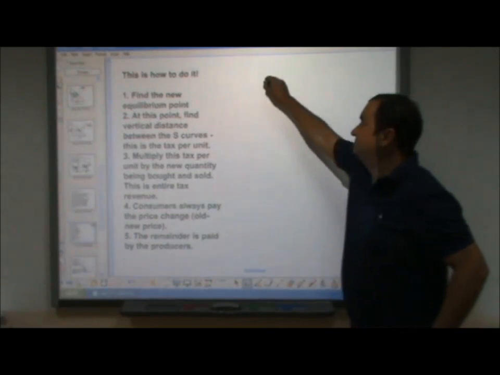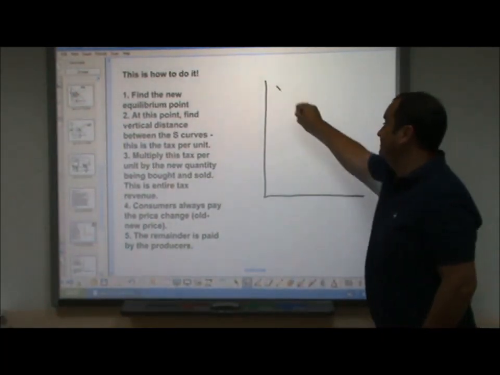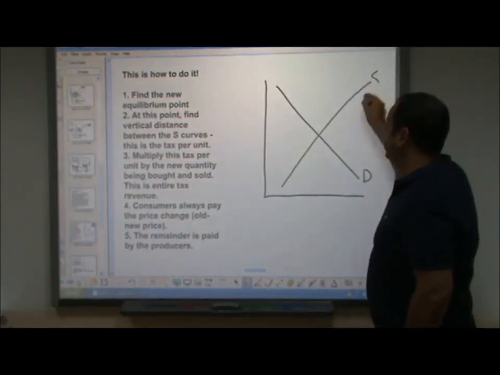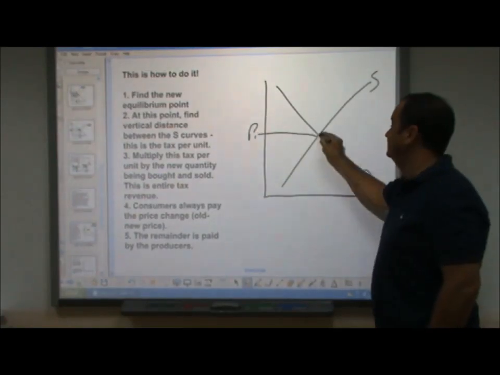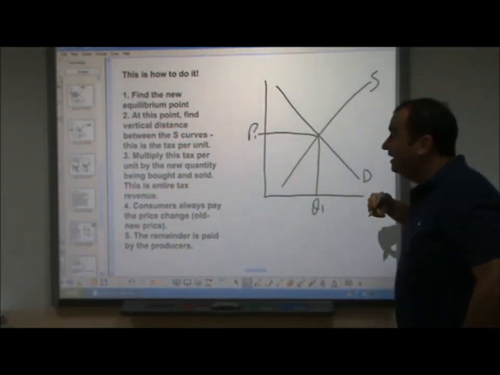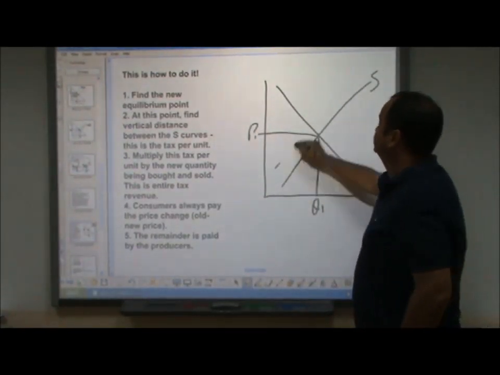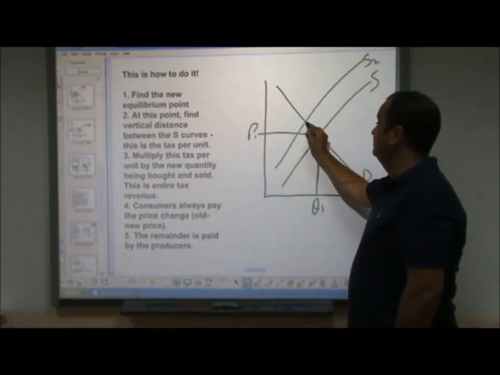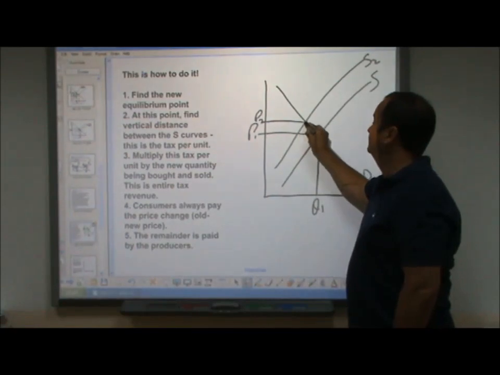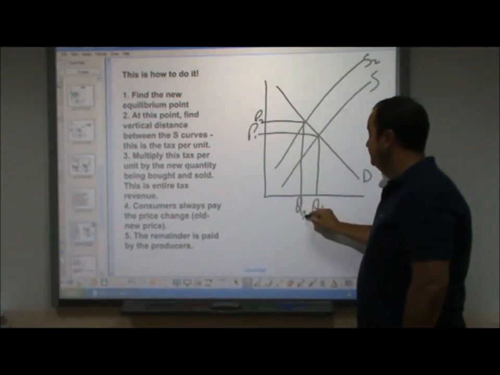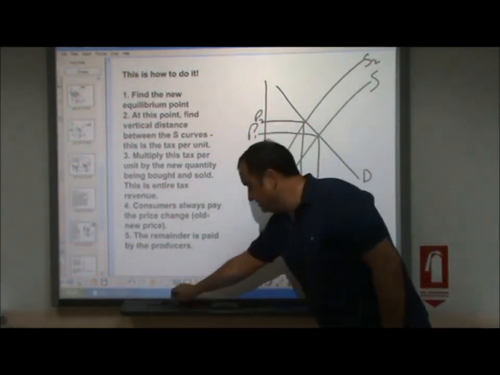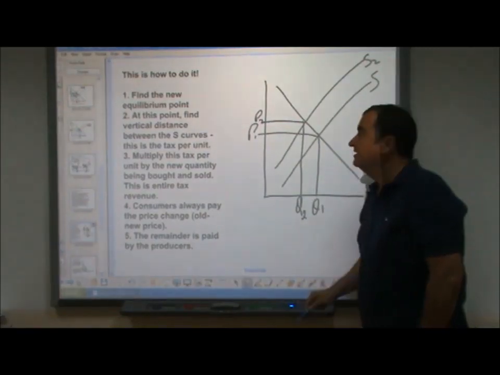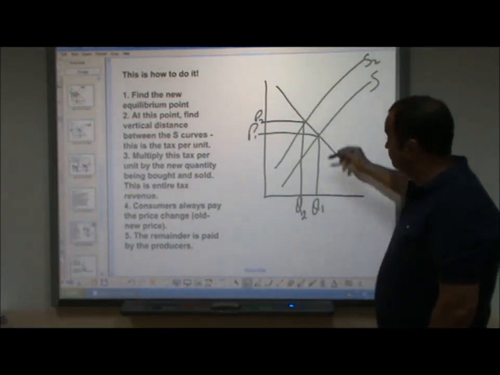So, very, very straightforward. Here we go. There's a demand curve. There's a supply curve. There's the initial price and quantity. A tax is imposed. S2. Find the new, and I can put in straight away the new price and the new quantity. Switching colours. Find the new equilibrium point. That's here.